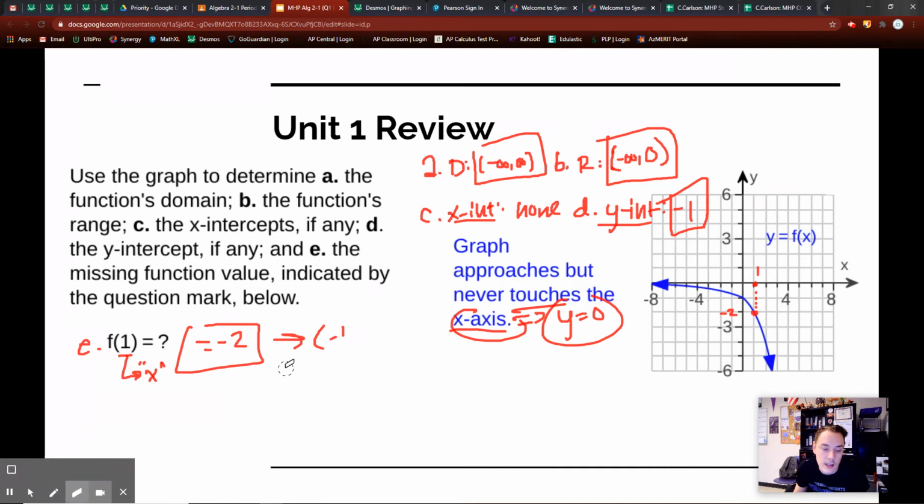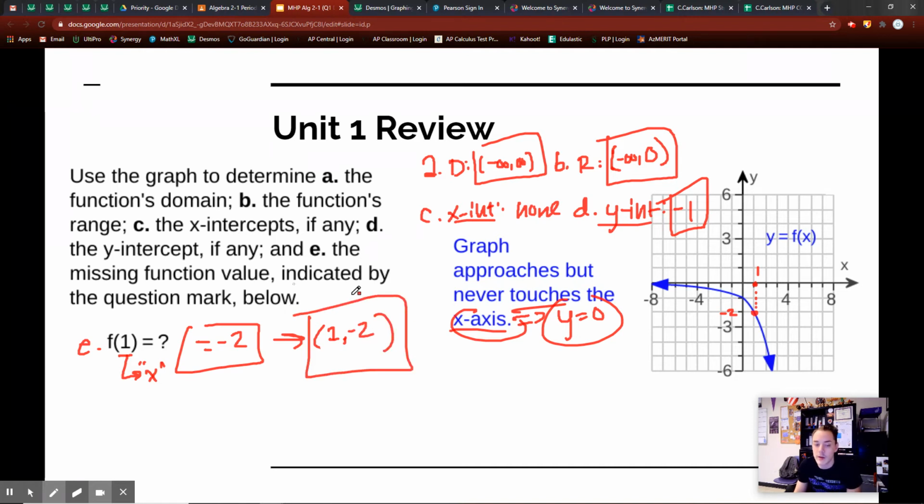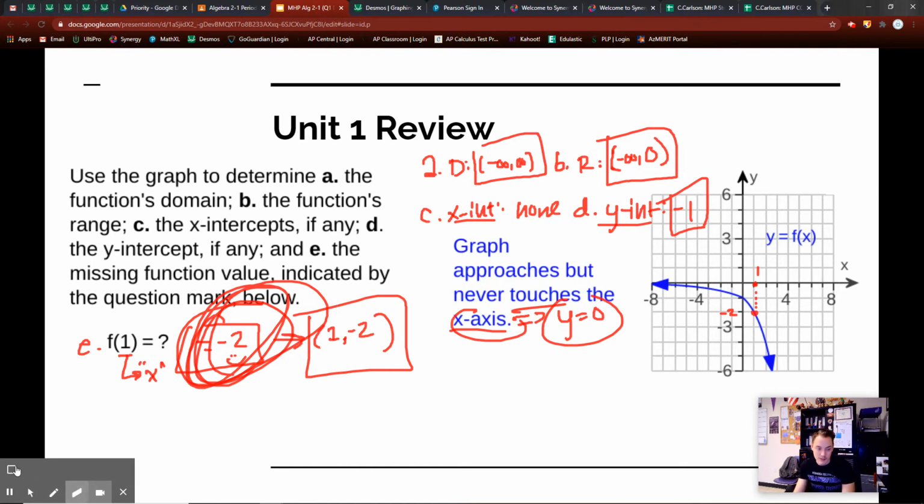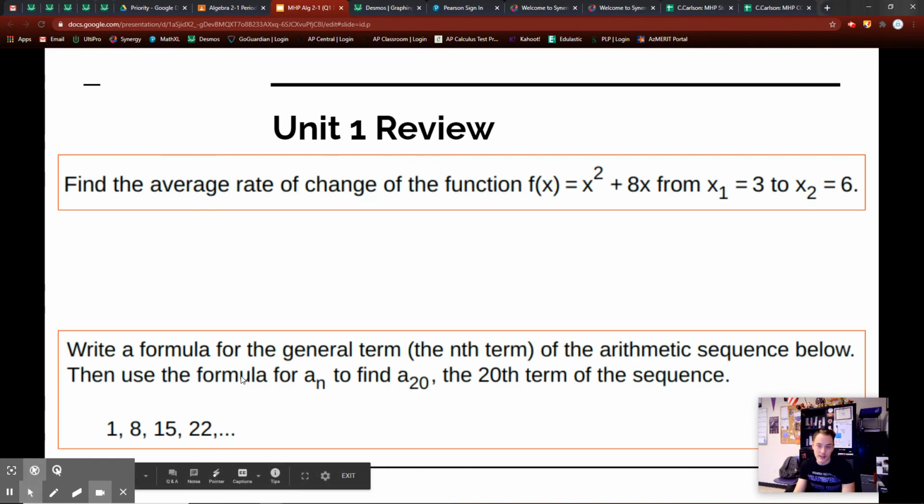So this equals negative 2 because this is a point. Not 1, not negative 1. This is a point. Wow, I did it again. How about this? 1, comma, negative 2. Okay, so that is a point right there. But this is my actual answer that Math Excel will want. Okay? Sweet. All right, let's move on to some other reviews.